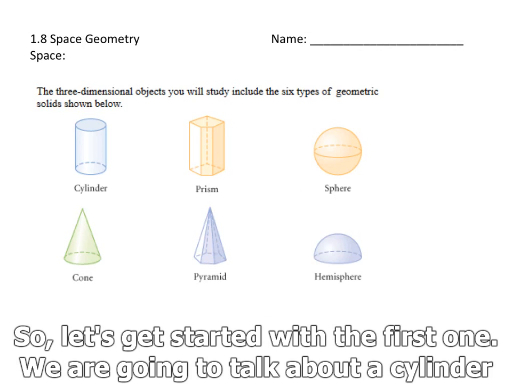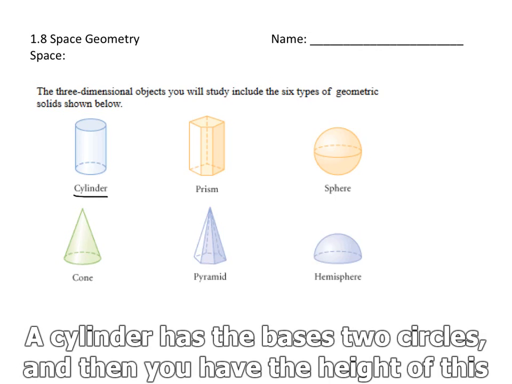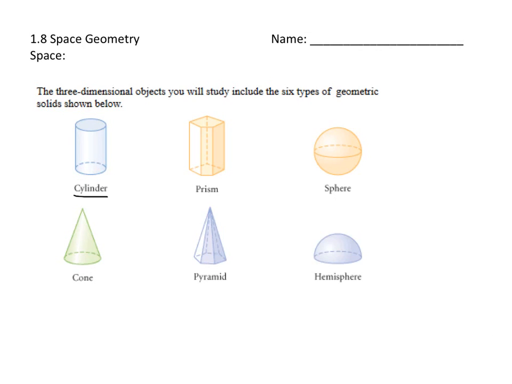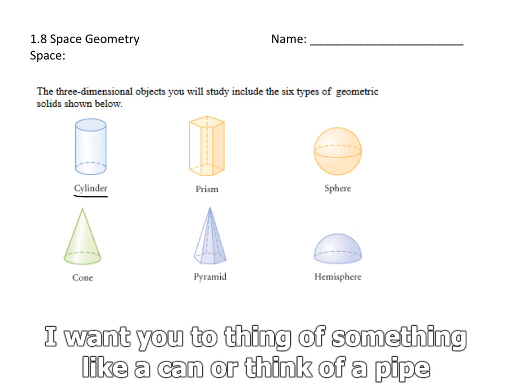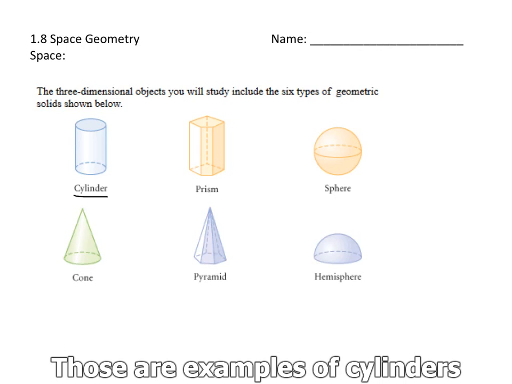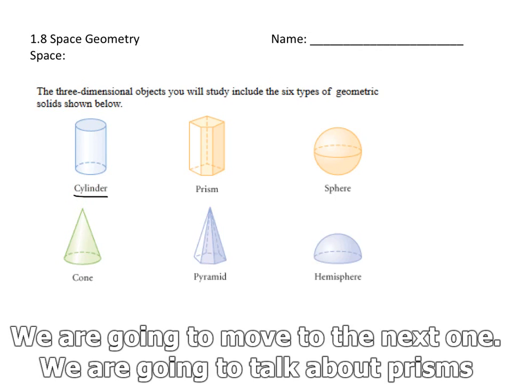All right, so let's get started with the first one. We're going to talk about a cylinder. A cylinder has the base is two different circles, and then you have the height of this. I want you to think of either like a can or think of a pipe. Those are examples of cylinders.